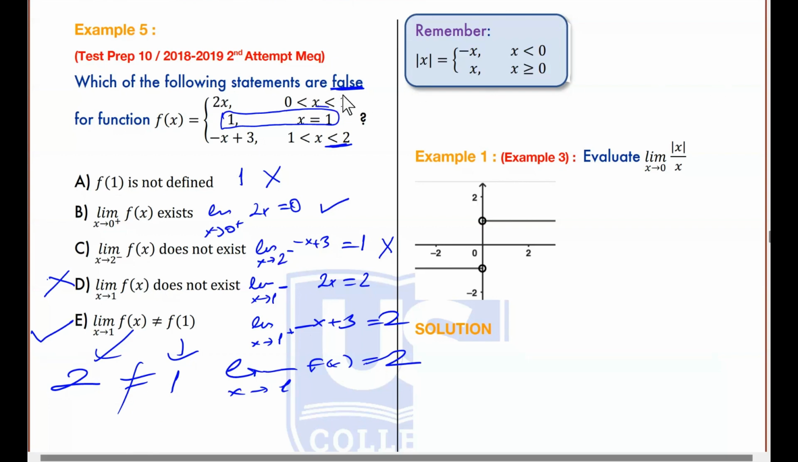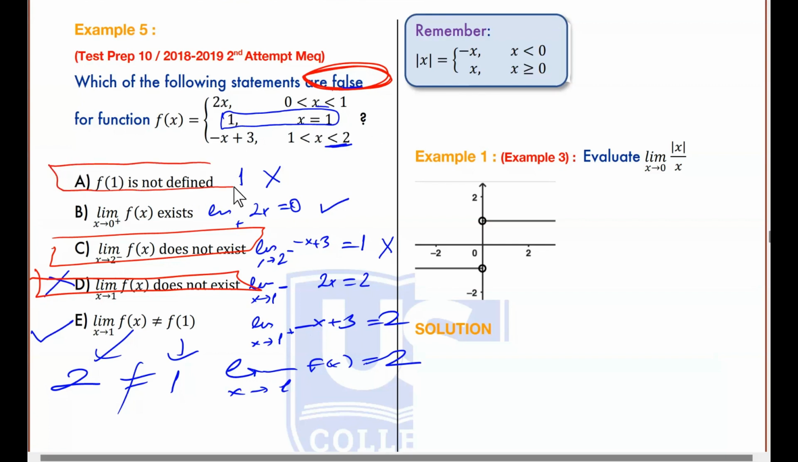What are we looking for? We are looking for false statements. Which statements are false? D is false. It says the limit at 1 does not exist, but it does. And C is false. From the left side of 2, the limit exists. It is a real number. And what else is false? The first statement is also false because f of 1 is 1, it's defined. So there are 3 false statements. All right.